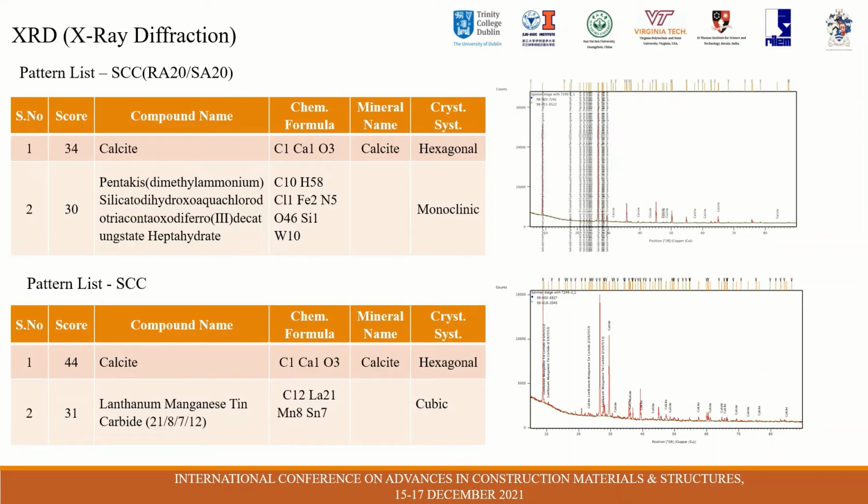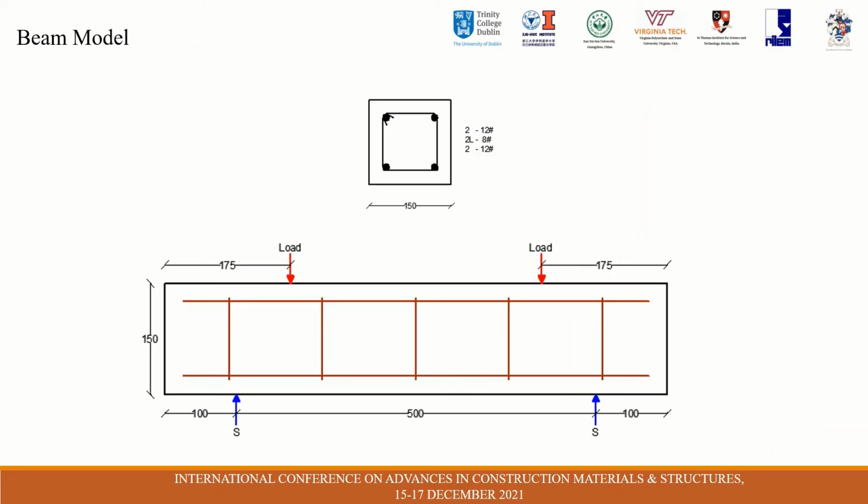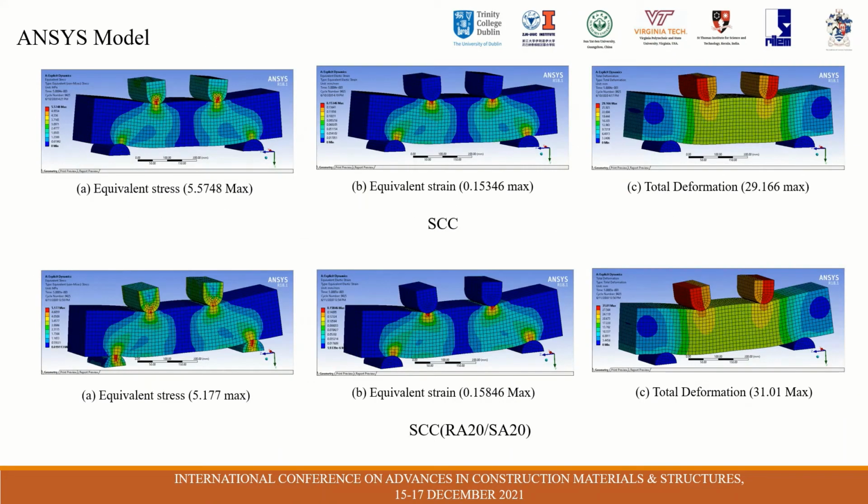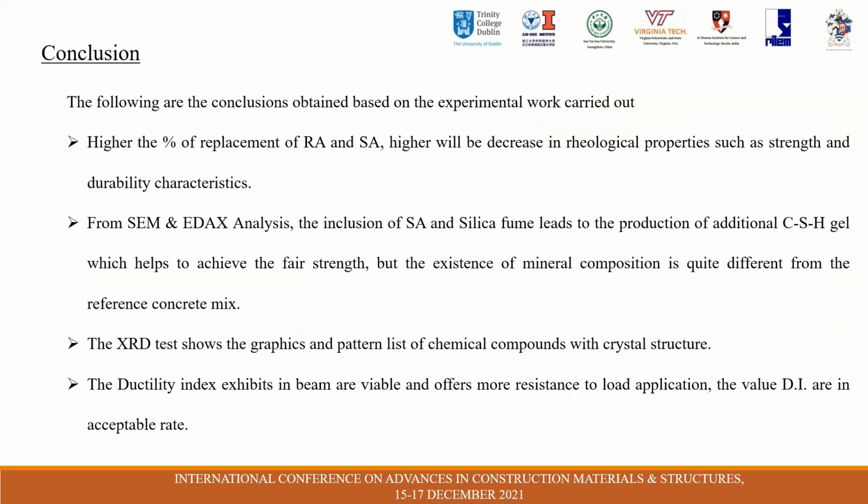An XRD analysis is carried out on the specimen to investigate the characterization of the mineral chemical formula and crystallographic structures. Here we have identified the chemical compounds with their formula and crystal structure. A beam model is generated and analyzed in ANSYS for the stress, strain, and deformation values, which are compared to the experimental values.